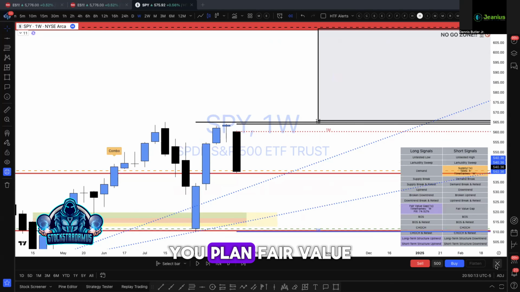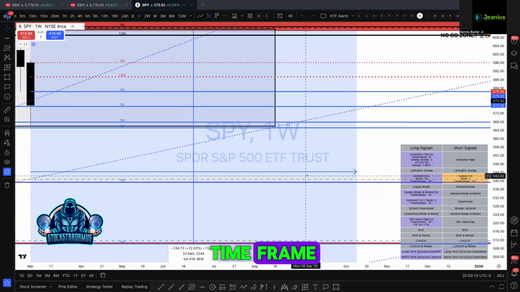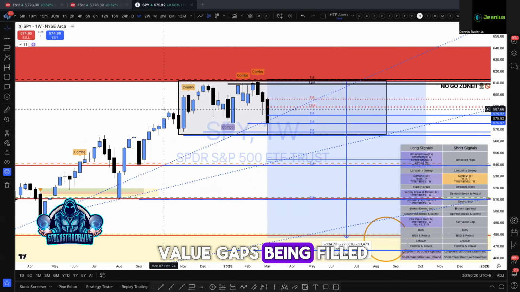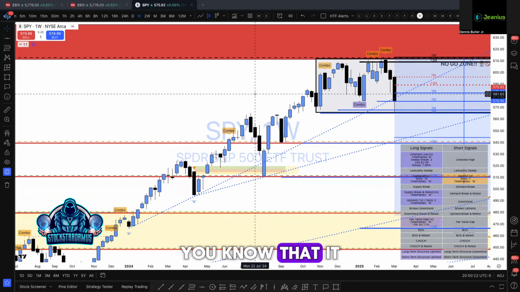So imagine you playing fair value gaps on a higher time frame. That could be another strategy that you put in your tool set, is to watch fair value gaps being filled at a higher time frame. You know that it could be a good move.